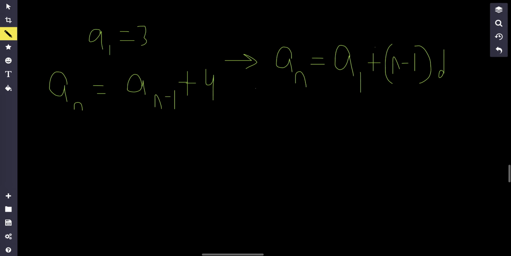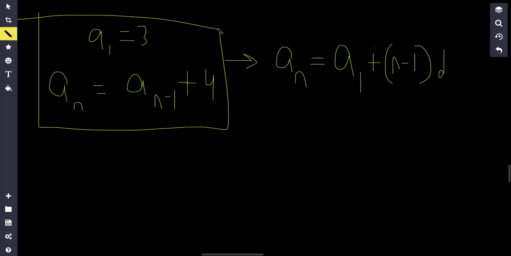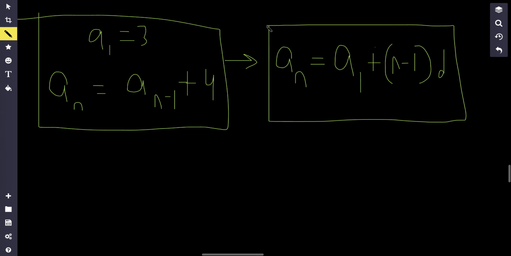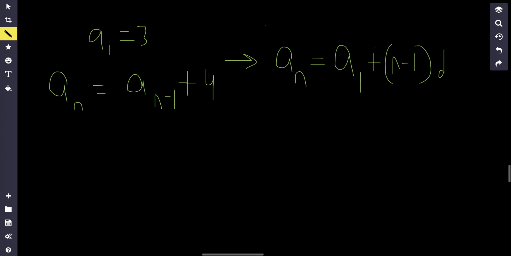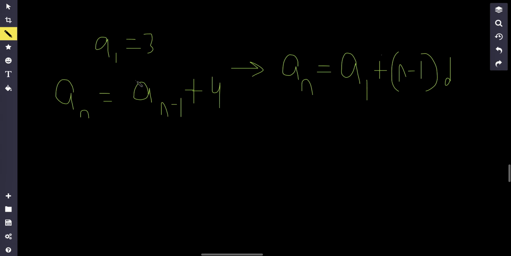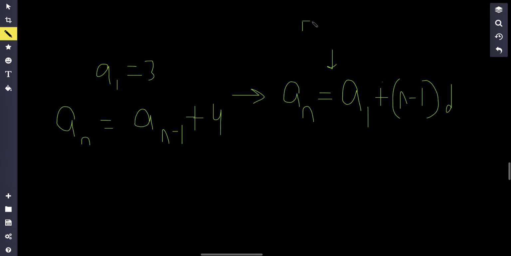All right, now here's how to convert from a recursive sequence to an arithmetic sequence. In order to convert, the first thing you want to look out for is whether our recursive sequence is arithmetic in the first place. If my sequence is not arithmetic in the first place, how can I convert it into an arithmetic sequence in this form?